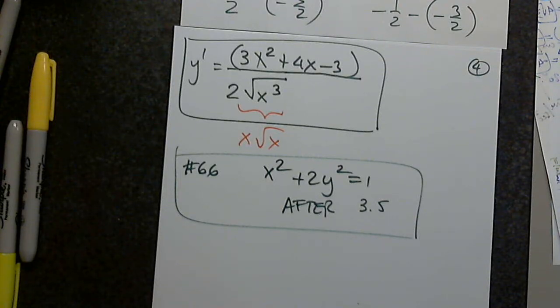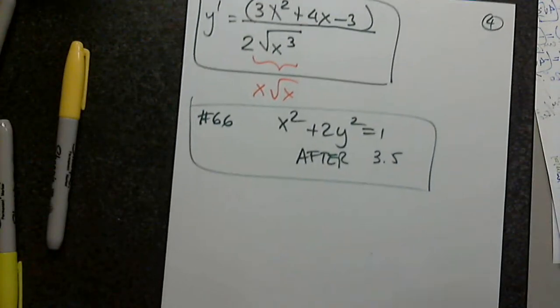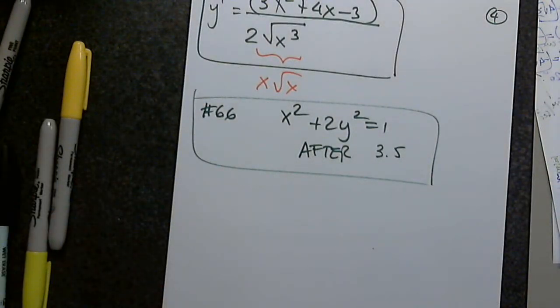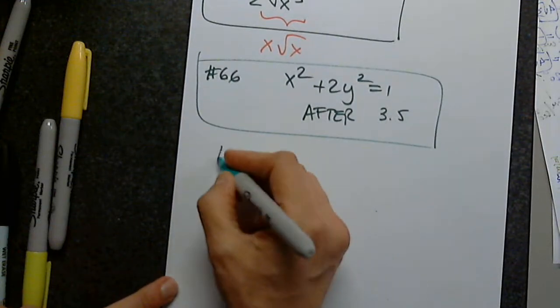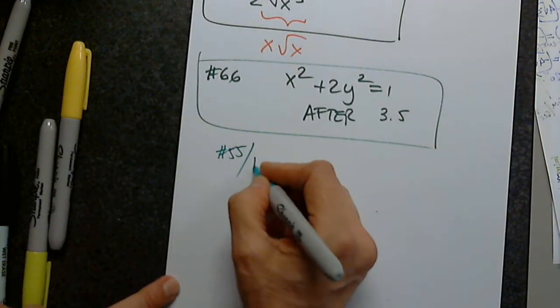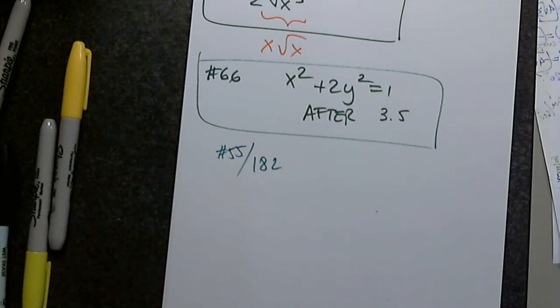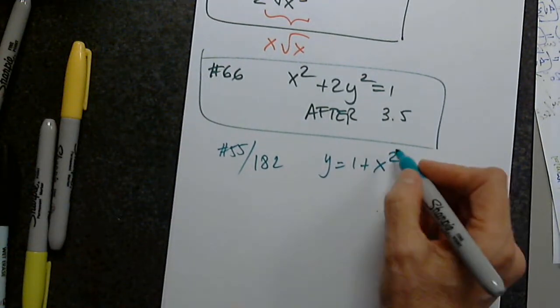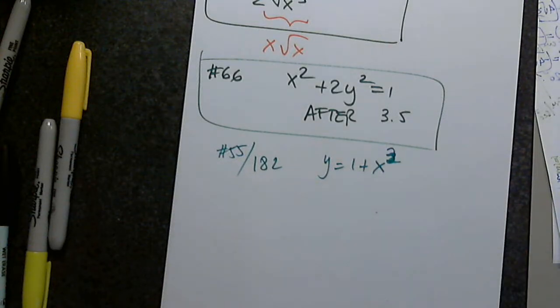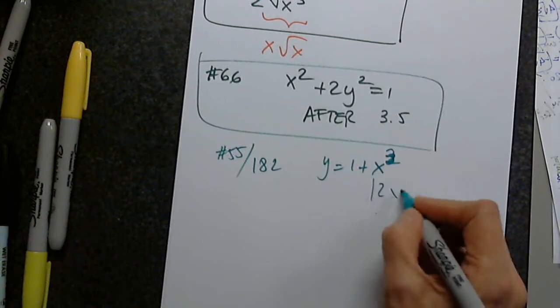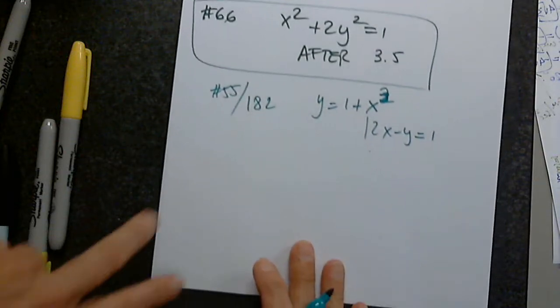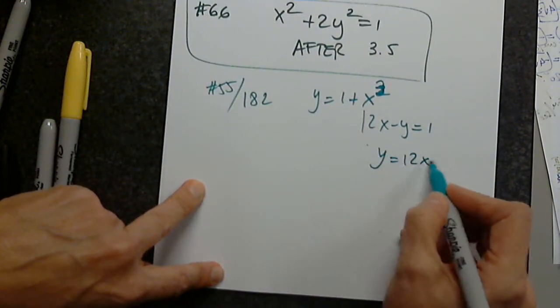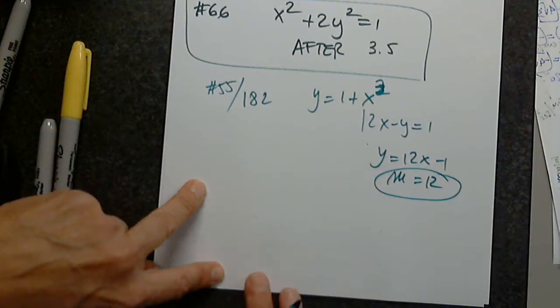55. Find equations of both lines that are tangent to the curve and parallel to this. Awesome. Very good. But we can also do that, but not before we look at 3.5. So this is 55 and it's 182. So y equals 1 plus x squared. No, it's x cubed, sorry. And parallel to the line 12x minus y equals 1. So then y equals 12x minus 1, the slope is 12. So far, so good?